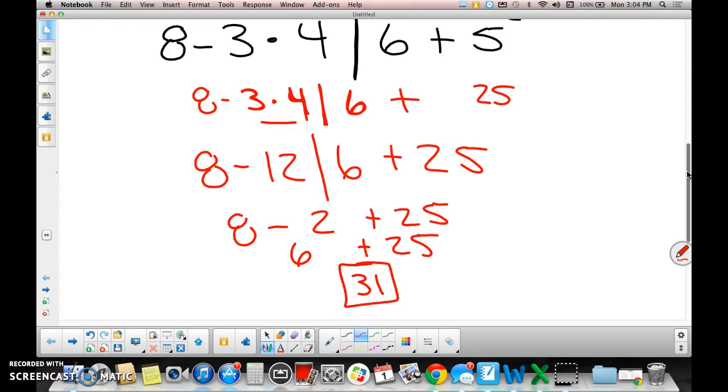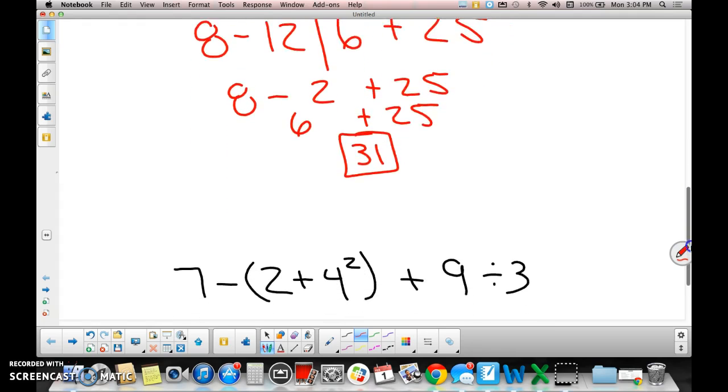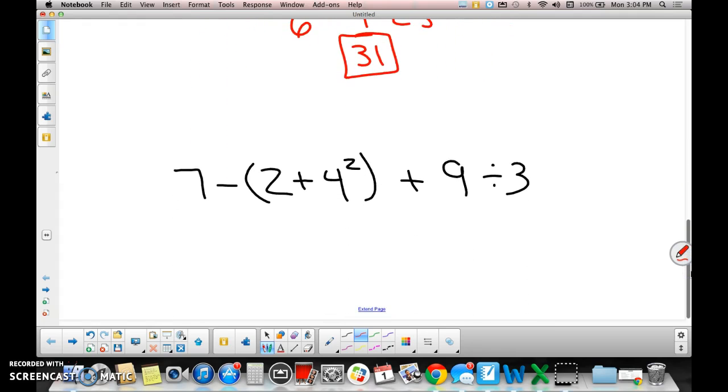Box your final answer. Again, you must show every single step in the operation, even if you think you're super duper good at solving order of operations, which most of you are. I want to see everything in your work. I have one more problem. I'm going to go through this one a little bit more quickly.